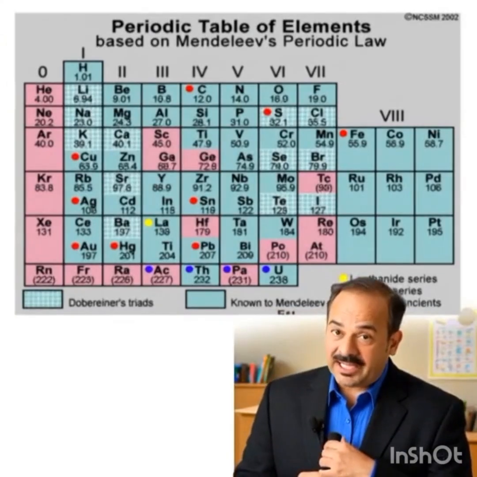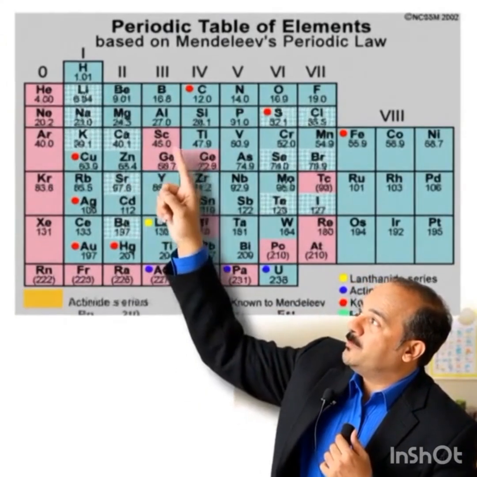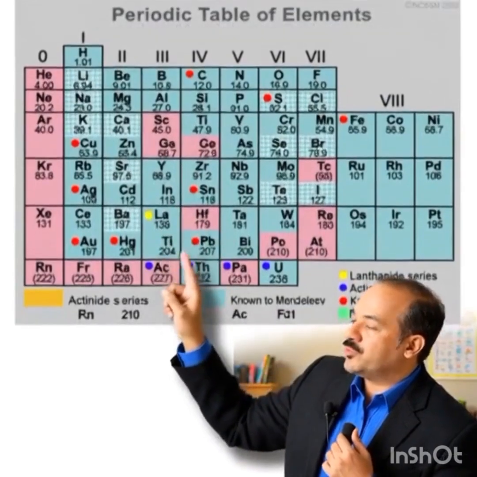We begin with the periodic table. The first row: hydrogen, lithium, beryllium, boron, carbon, nitrogen, oxygen, fluorine and helium.